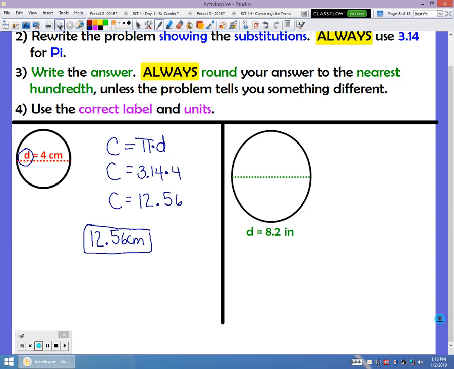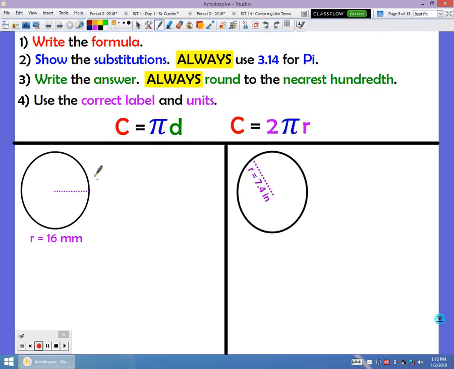Okay, let's move down the page. Again, we're going to work straight down the page. So now I'm looking at this picture here. In this picture, my radius is 16 millimeters. So in this case, this would be the more efficient formula to use. I could use the other and calculate the diameter if I wanted, but I'm going to show you how to use this formula. So we start by writing the formula, 2 times pi times r. You can use these dots if you need to, or you don't have to.